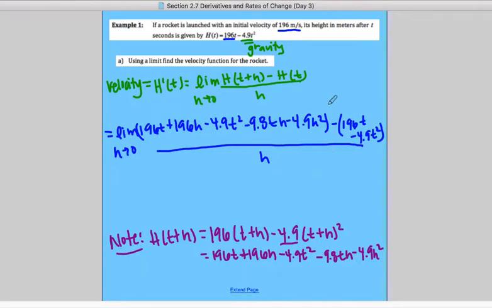Then I would distribute my negative, so I'm just going to write it above. I'd have 196t, and if I take negative times negative, I have plus 4.9 t squared. And when I look at this, I would see that my 196 t's will cancel, and my 4.9 t squareds will also cancel. Okay, and what I have left, everything has an h, so I'm going to go ahead and factor out my h.